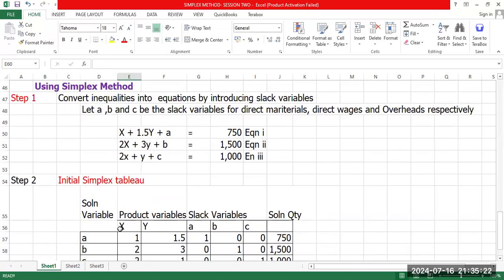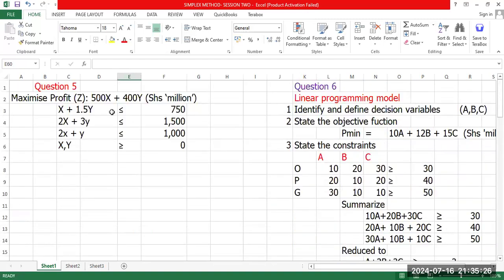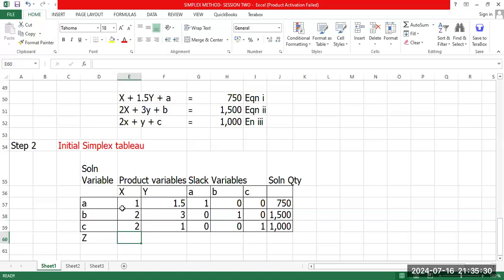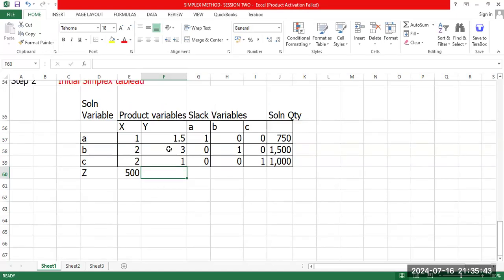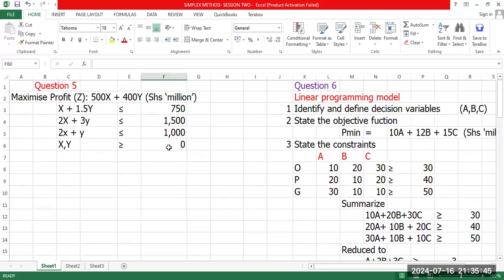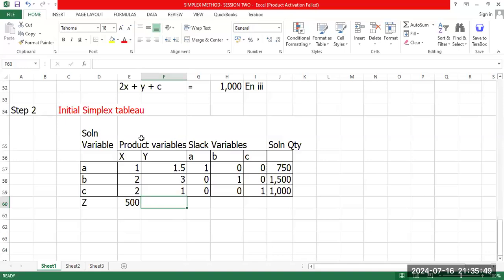And lastly, you are going to put the objective function. What was the value of x? Objective function is 500, but keep in mind that your values or your amounts are in millions. Then for y is how much? 400.